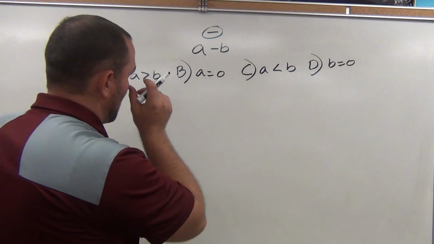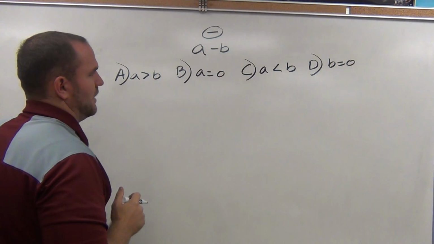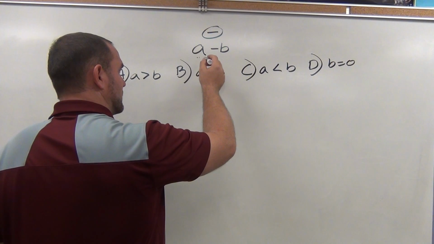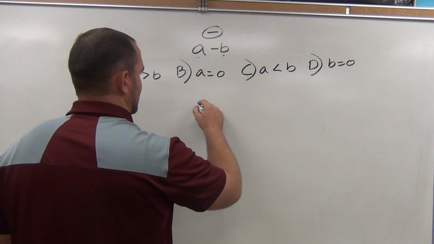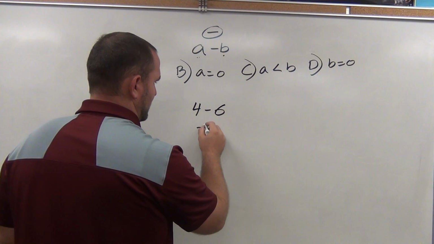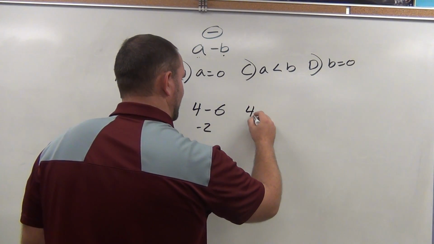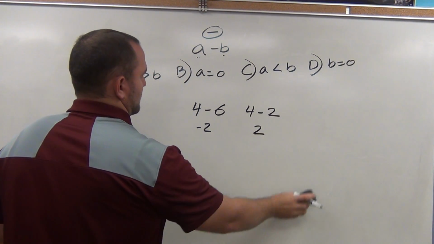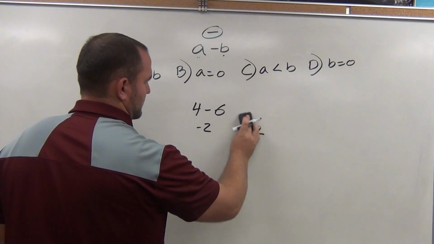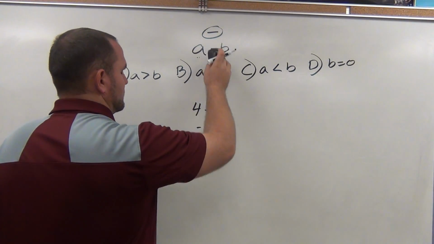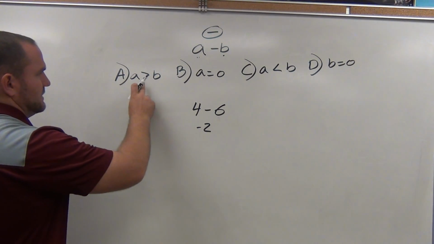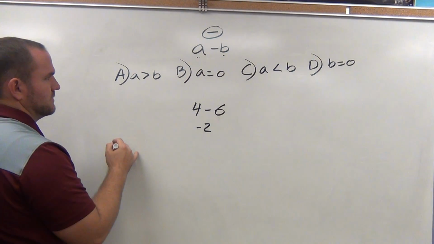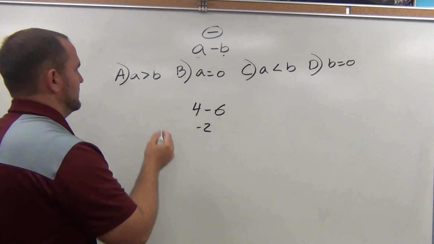So looking at this problem, in order for this to end up being negative, I know that this number has to be smaller than this one. So let's say that it was like 4 minus 6. That would end up being a negative 2. But if this number was 4 and this one was 2, then that wouldn't work. Okay? So that's why I said this number has to be smaller than that one, without the negative. So when you're looking at this one, it says A is greater than B. Well, that's exactly opposite of what I just said, so this one goes away.